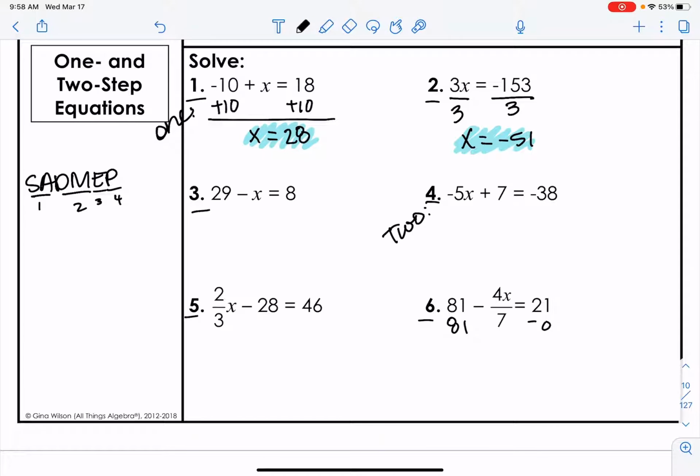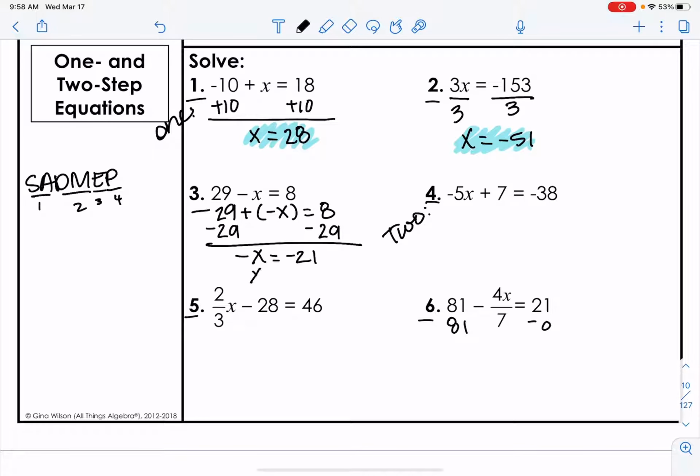Number 3, we actually have a negative x, and if you want to easily see what's going on, you can just do keep change to get rid of that subtraction. So this is what I really have going on: 29 is being added to -x. So I need to do the inverse of addition, which is subtraction. So I'll subtract 29. If I subtract it from the left, I have to subtract it from the right. So I've got -x is equal to -21. So positive x must equal positive 21.